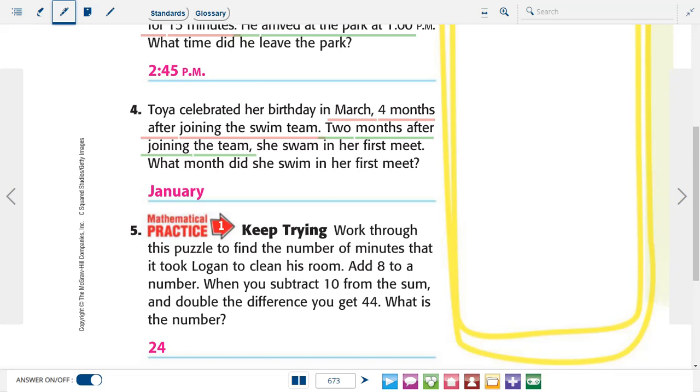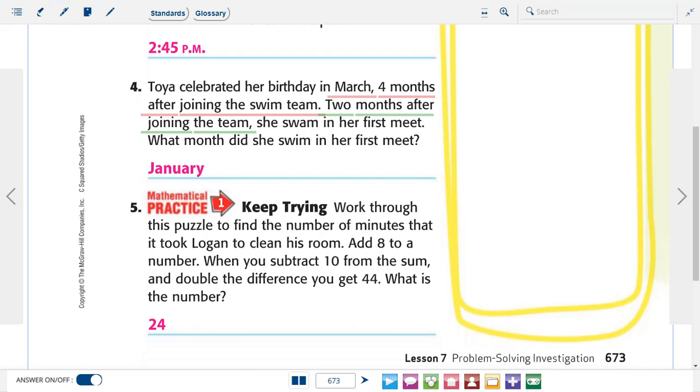Now, 2 months after joining the team, and that's why we try to know when she joined the team, she swam in her first meet. So when did she swim in her first meet? Add 2 months after November, which was the joining month. So December, January. So in which month did she do her first swim? In January.